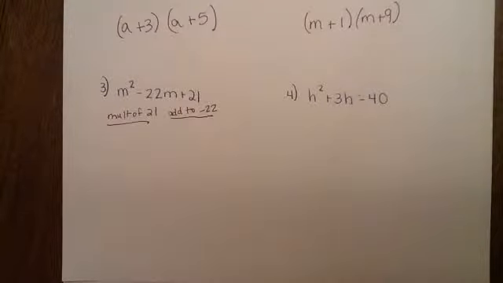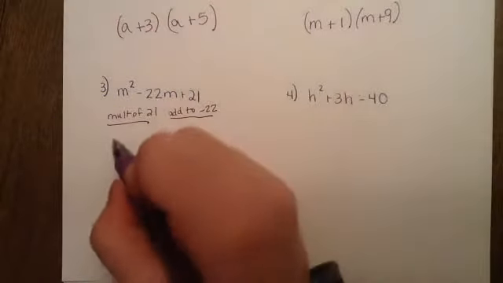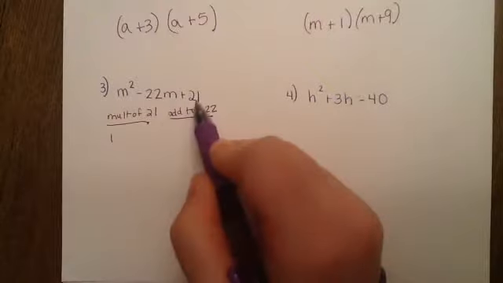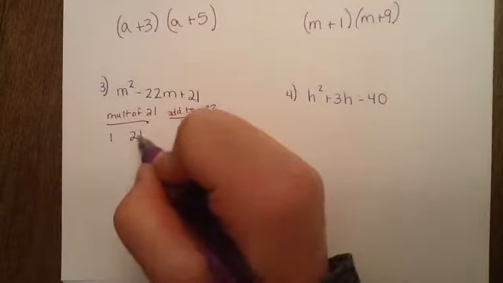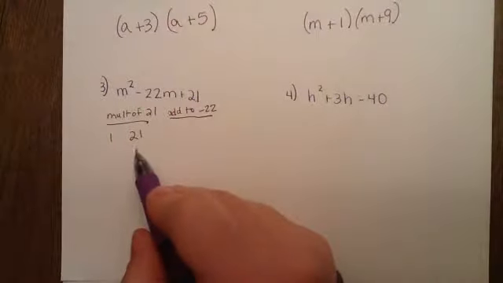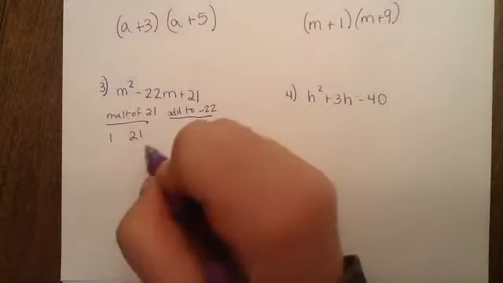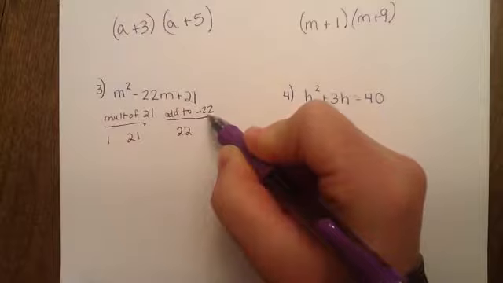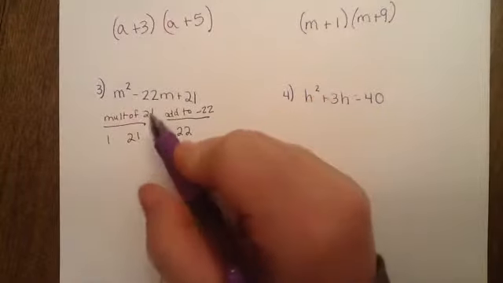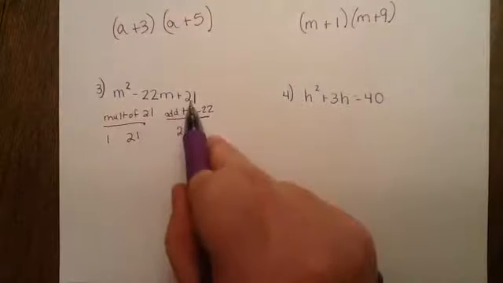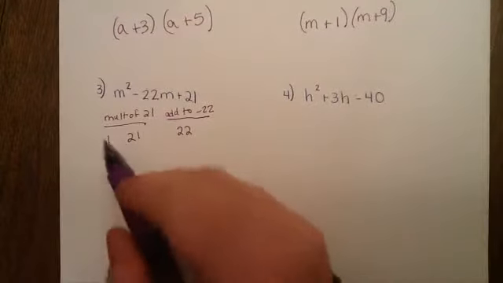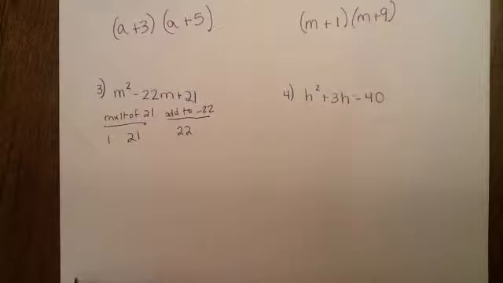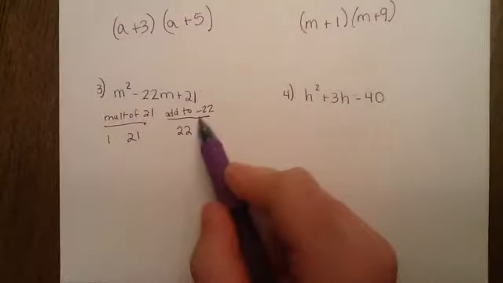If I list the multiples of 21, I get 1 times 21, and it needs to be positive. That gives us 22. Is that what I want? No, I want a negative 22, so I'm really close. I need to get a positive 21 product. This will not work. What else will give me a positive 21? It involves some negatives.